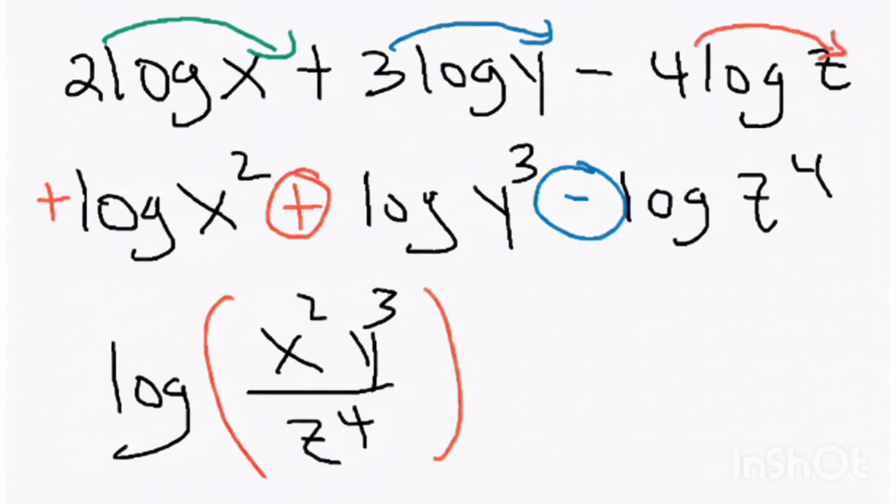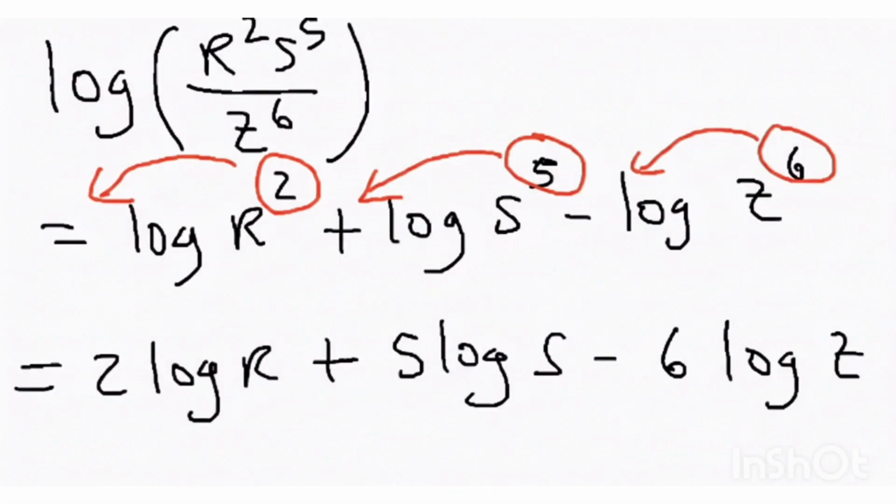So let's quickly move to other examples. Now the second example is more like the inverse of the first example, because the logarithm is already simplified, or rather we say it is already in its condensed form. So we want to take it from the condensed form to the general form. Now we have log r squared x raised to power 5 divided by z raised to power 6. So we want to take it from the condensed form to the simplified form.